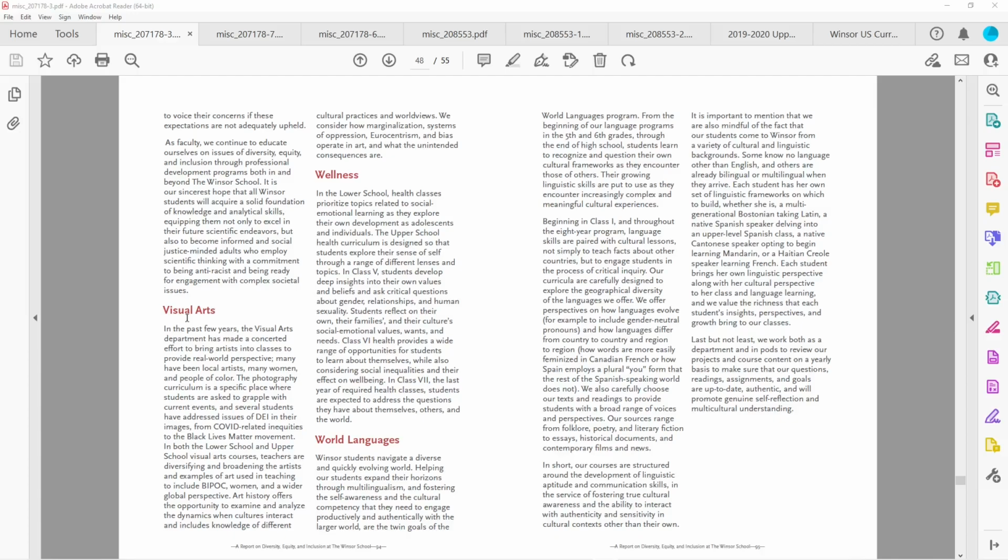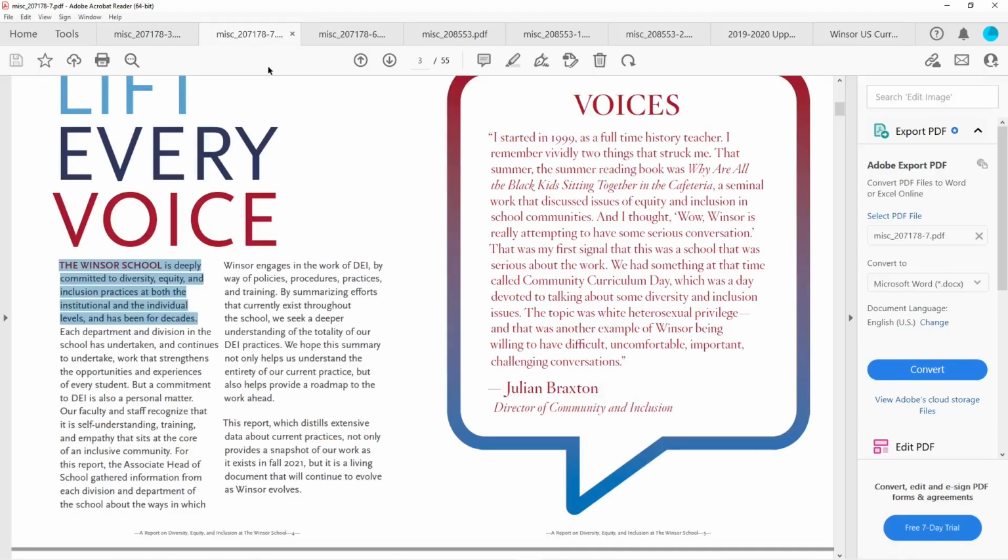So as soon as you have a movement going, often you'll have one person take a step forward and the next person wants to show that they're even more virtuous than that. And then the next one wants to beat that one. So I think in large part, this is an effort to do that. And I wanted to show you the proof. Here's the very first line in the entire pamphlet. Lift every voice. The Winsor School is deeply committed to diversity, equity, and inclusion practices at both the institutional and individual levels. So that's the new theme for the school, right there. Number one most important thing. And notice this, and has been for decades.